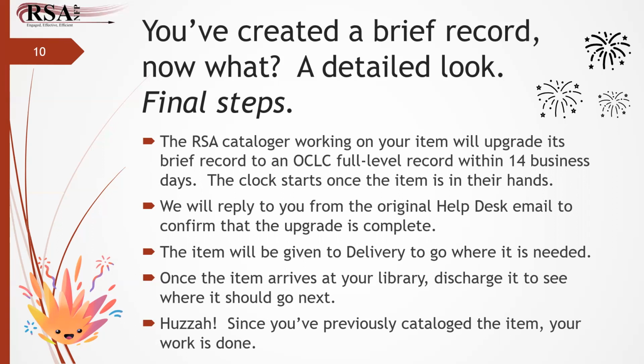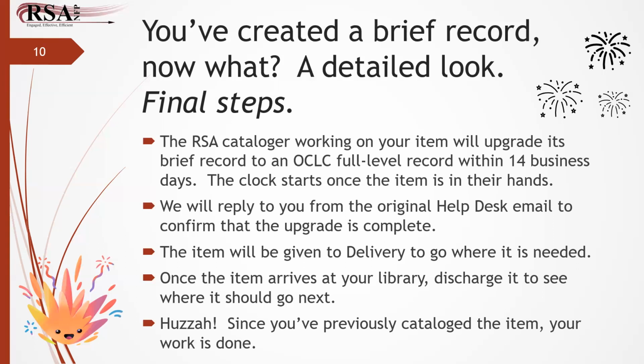After RSA upgrades the brief record to an OCLC record, we will do the following. The cataloger working with your item will reply to you from the help desk case to confirm the brief record has been upgraded to an OCLC record. They will discharge the item from Workflows. Depending on what Workflows says to do, the RSA cataloger will either return the item to your library or send it to another library to fill a hold.